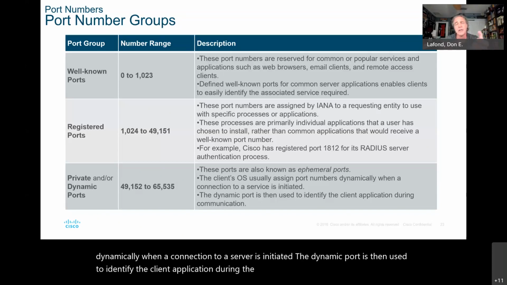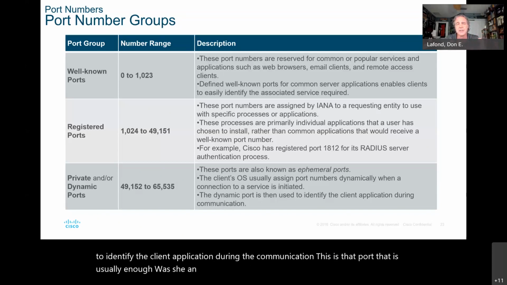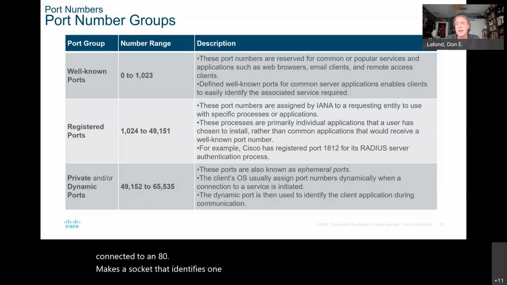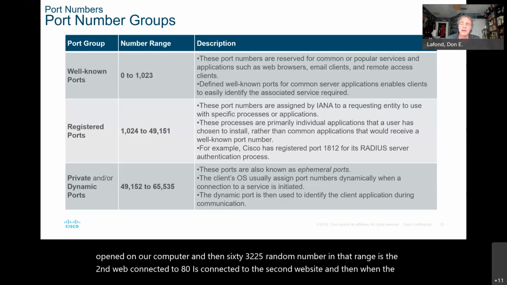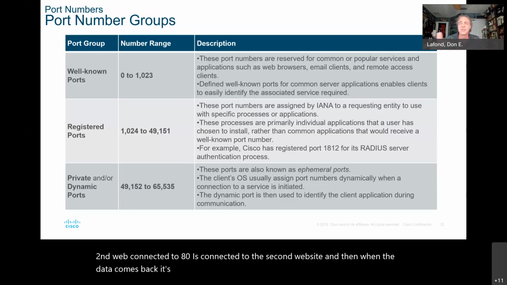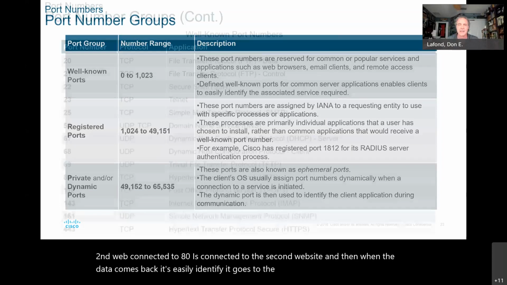I will show an example in a little bit, but this is a port like 51,172 connected to an 80, which makes a socket that identifies one of the HTTP websites that my wife currently has open on her computer. And then 63,225, a random number in that range, is the second web connection to 80, connected to the second website. And then when the data comes back, it's easily identified. It goes to the right website. I kind of beat the dead horse there, I think.